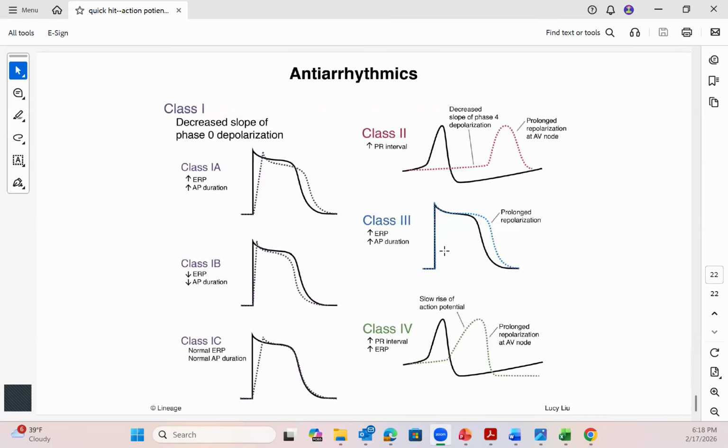Oops, sorry. Our class 2s are going to cause an increase in the PR interval. Therefore, they're going to give you a little bit more bradycardia. Our class 3 drugs, the main one we think about is amiodarone, is going to increase action potential duration, but also prolong repolarization. And then our class 4 drugs, our calcium channel blockers, are going to cause that slow rise of the action potential because they're working on that plateau phase, and then prolonged repolarization of the AV node.